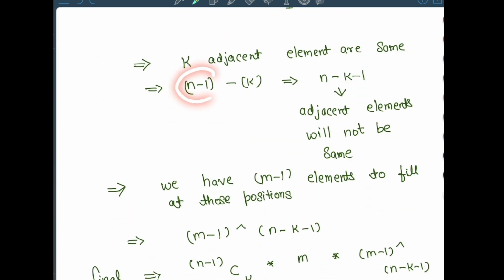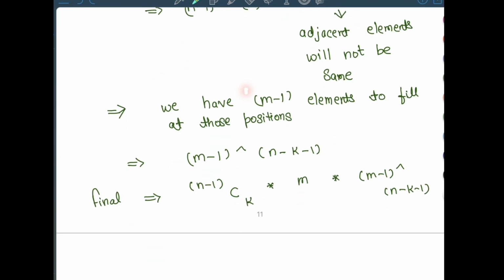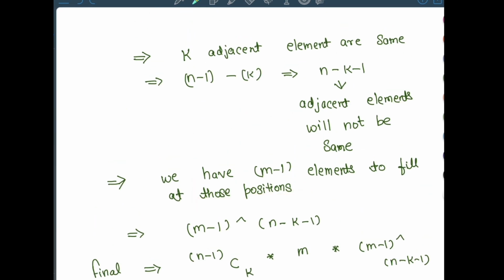We have a total of n minus 1 adjacent pairs. Out of that, k adjacent pairs are going to be the same. So n minus 1 minus k adjacent pairs will not be the same. And we have a total of m minus 1 elements which we can fill at these positions. The number of positions is n minus k minus 1, and the number of elements we can fill at those positions is m minus 1.